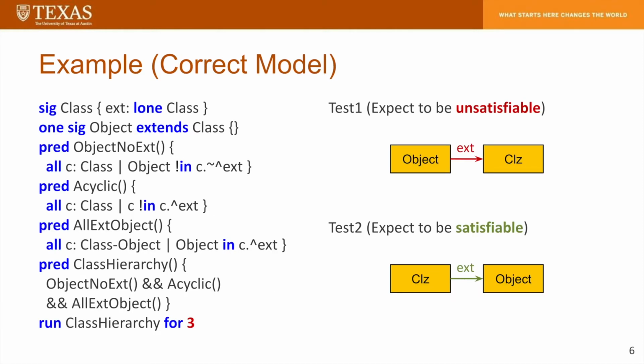Here is an example Alloy model that specifies the Java class hierarchy. The class signature defines a set of class atoms. Each class can extend at most one class. The object class is a singleton.